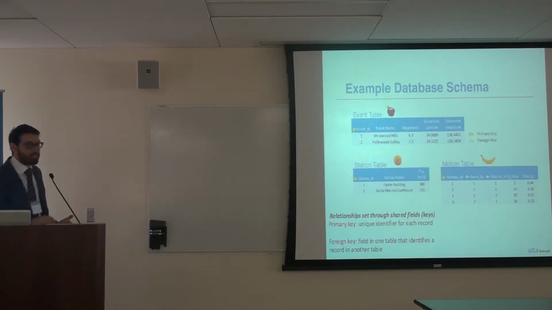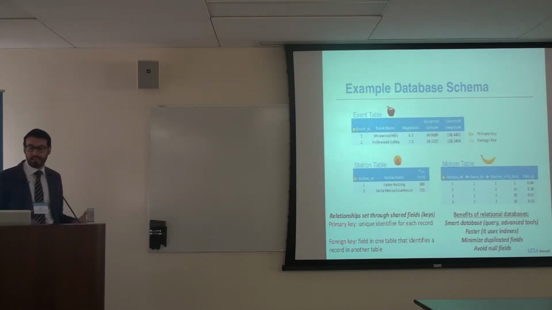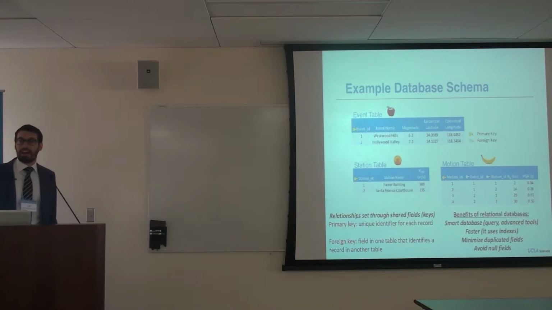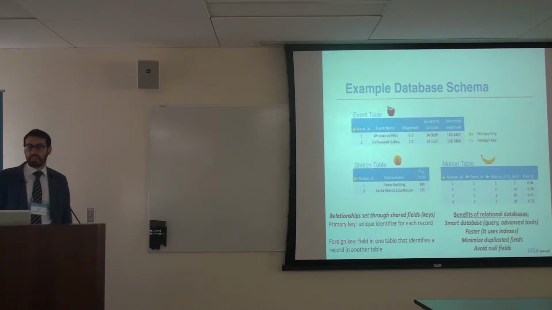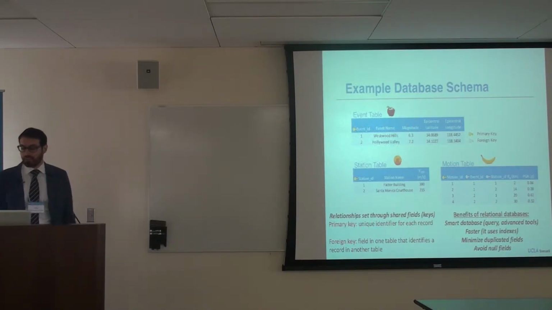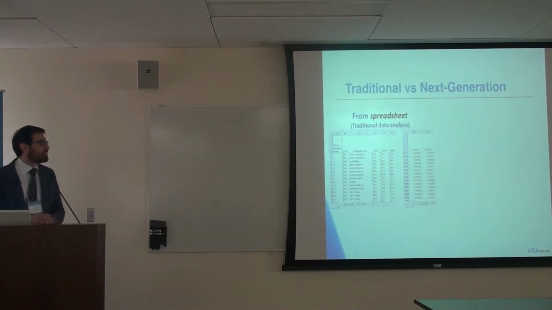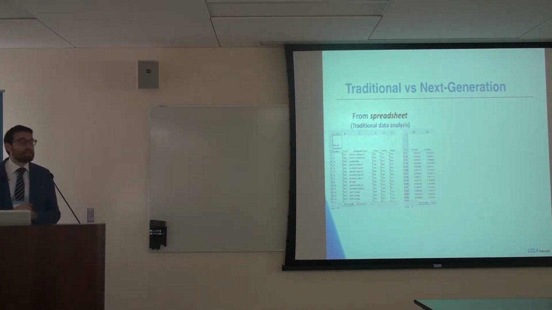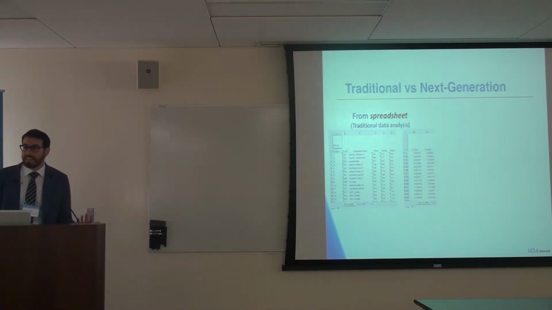So if we do that, we actually are creating a relational database that is fully queryable, is way faster because we can assign indexes to evaluate ranges of data. We are minimizing duplicated fields, we are avoiding null fields. So the idea here for the next generation liquefaction database is to go from a traditional data analysis based on spreadsheet, which is fine. We can keep doing it. It's totally doable, especially when you don't have a lot of data you're dealing with.